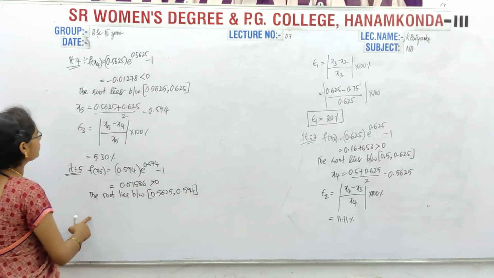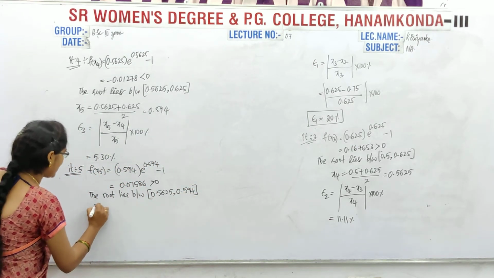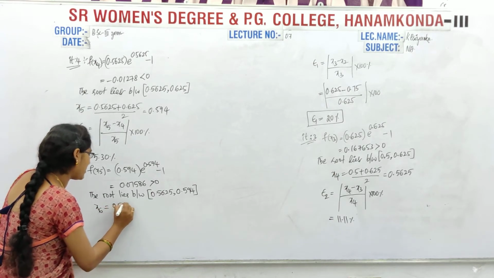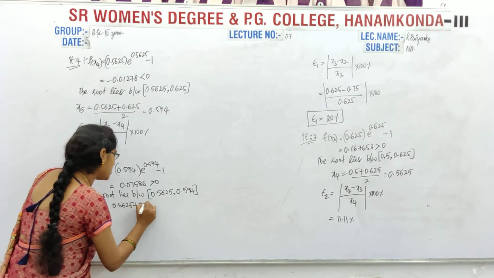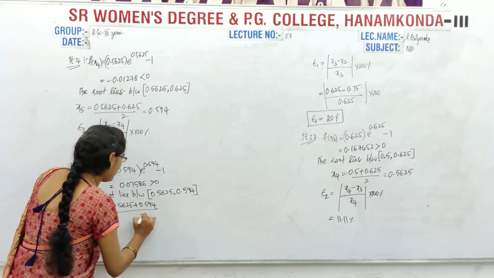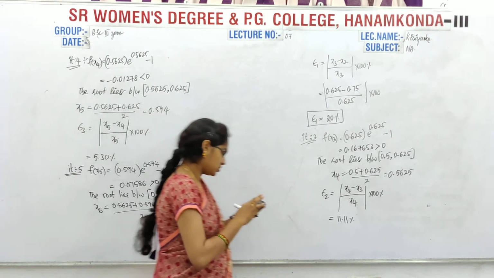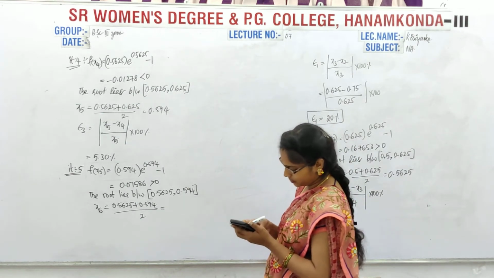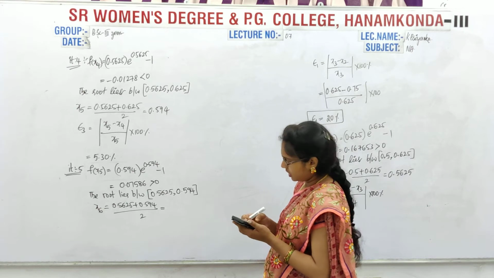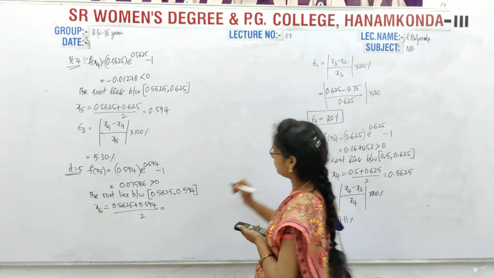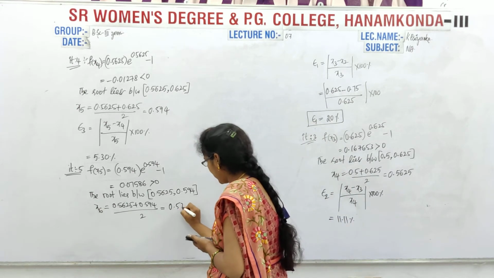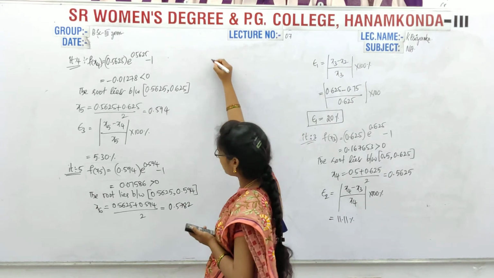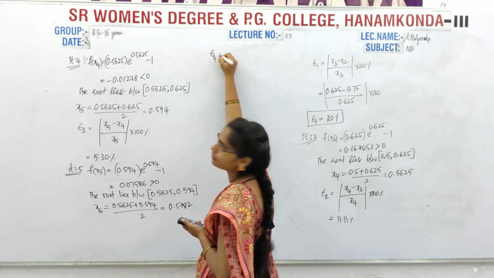Okay, next what we have to do here? We have to calculate x6. So x6 means (0.5625 plus 0.594) divided by 2. Now it is equal to 0.5782.